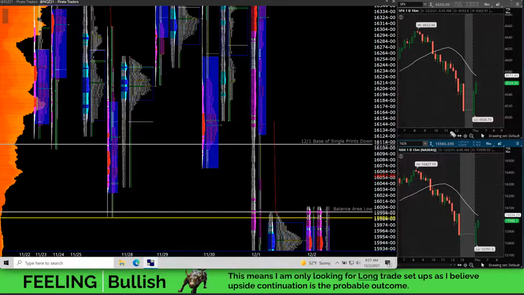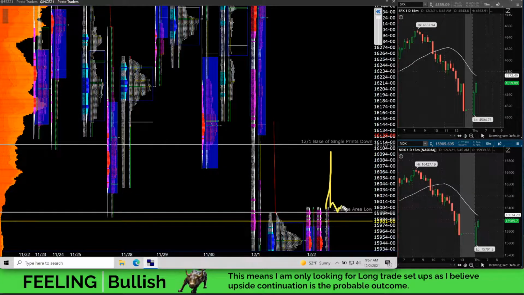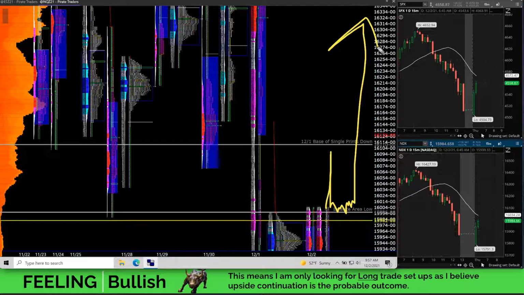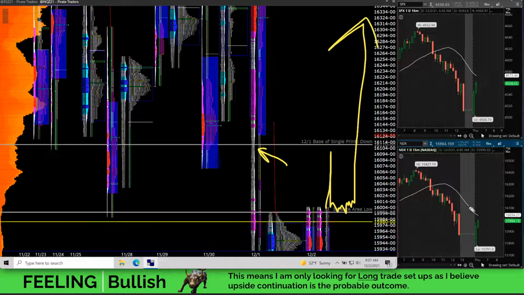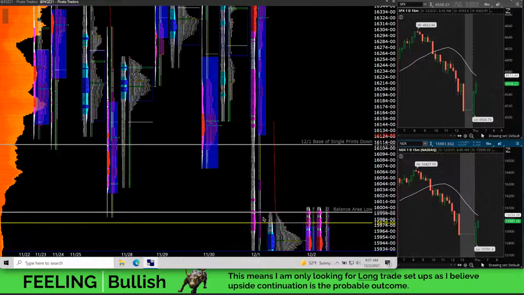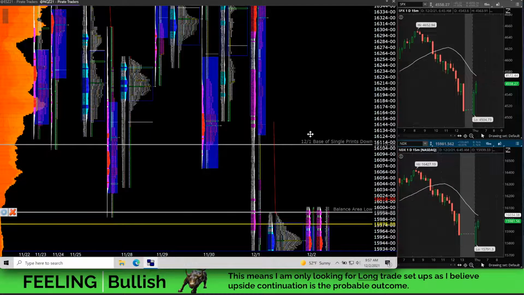So once again, as always, getting above there and coming back down and finding support would be great for continuation to the opposite end. But they too have resistance above. So it won't be easy. The bulls are going to have to earn it if they want to get continuation higher today.